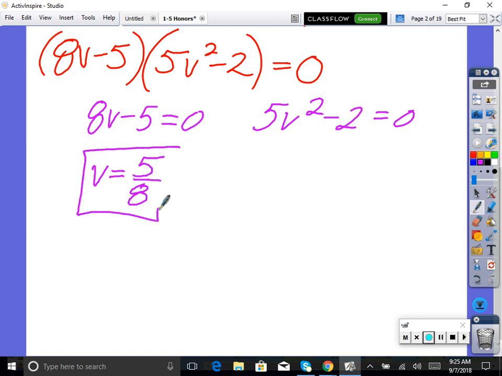There's one of our solutions. Over here, we could see if it factors. It doesn't, but we wouldn't solve with that method anyways, because what would we do? We'd just get v alone. So we'd add 2, divide by 5. So we have v squared equals 2 divided by 5.